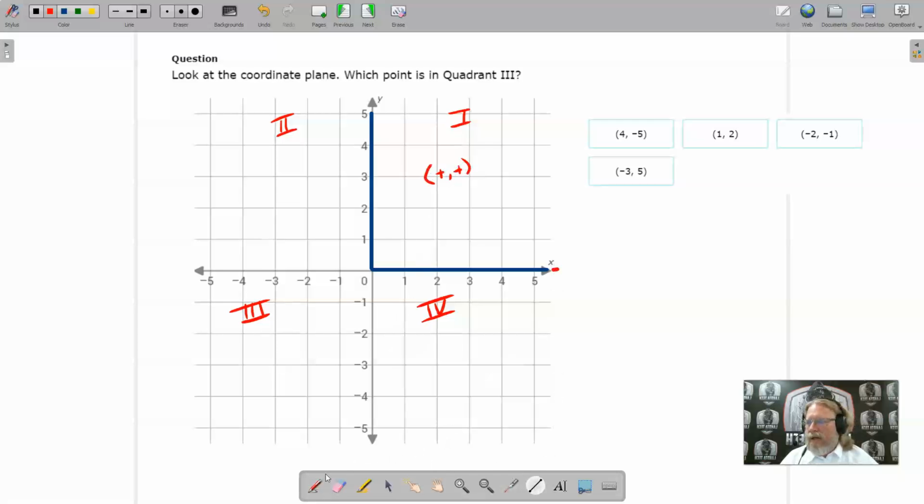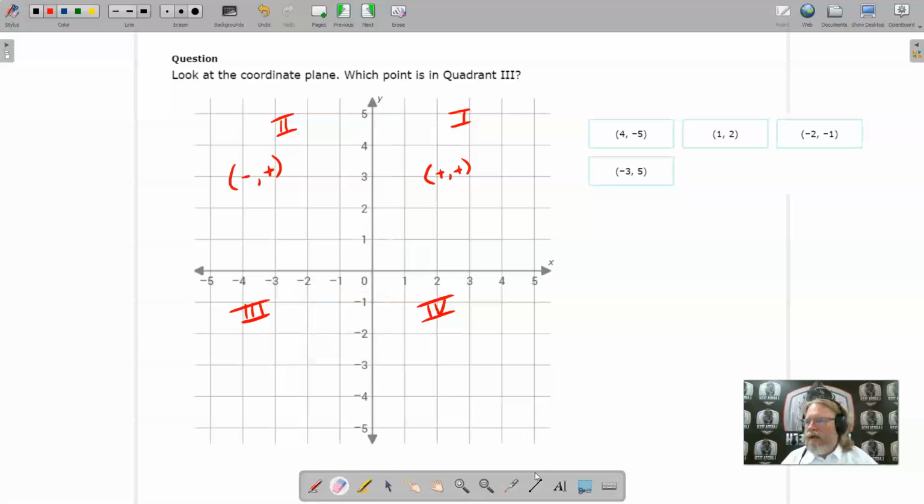Let's go ahead and look at Quadrant 2. If we go from the origin to the left, that would be everything in Quadrant 2. We see that all those X values are negative, but we're still going up, right? Quadrant 2 is above the X-axis, so all of our Y values are going to be positive. So in that case, all my X values are going to be negative, and all my Y values will be positive.